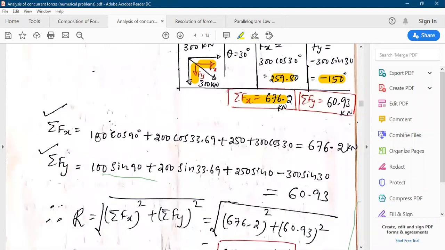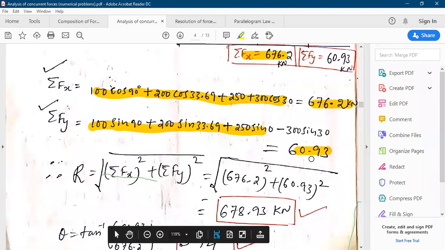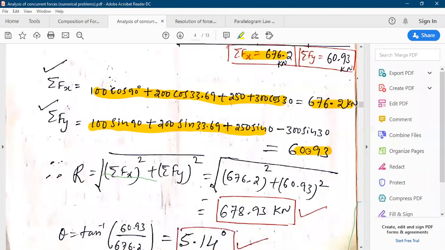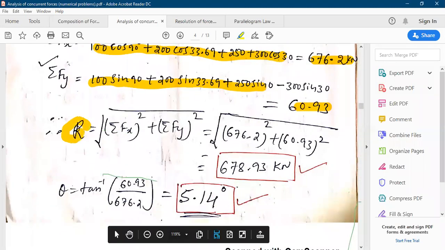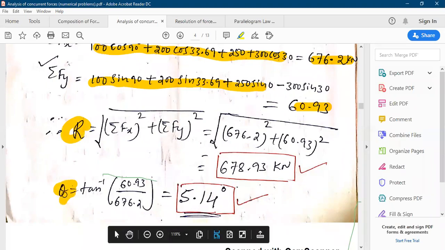So even without using the tabular column, you should be able to write this equation directly. Similarly, find out sigma Fy. Both answers are the same. From now onwards, all the problems will be solved without the tabular column. Using this sigma Fx and sigma Fy value, we can calculate the R value, and similarly theta, where R represents the magnitude of the resultant force and theta represents the direction of the resultant force.